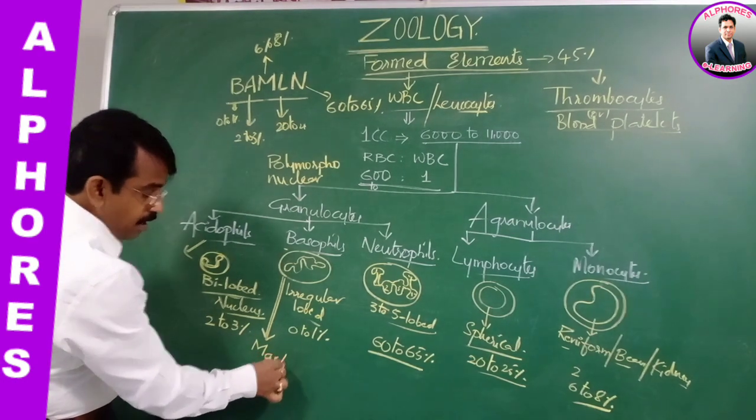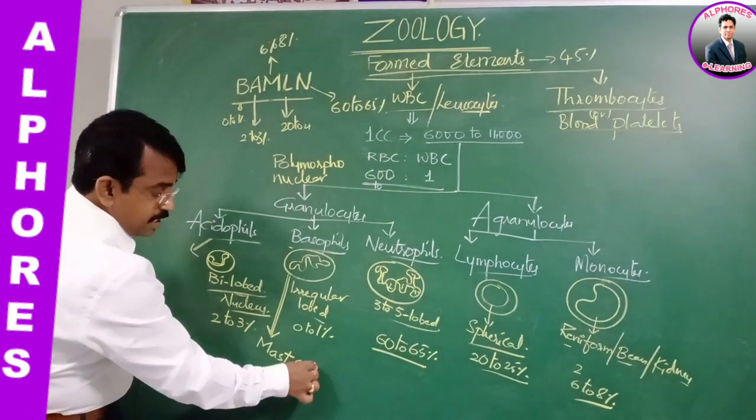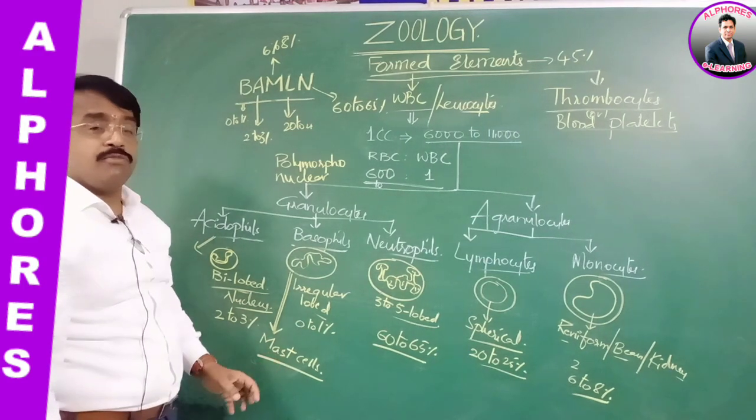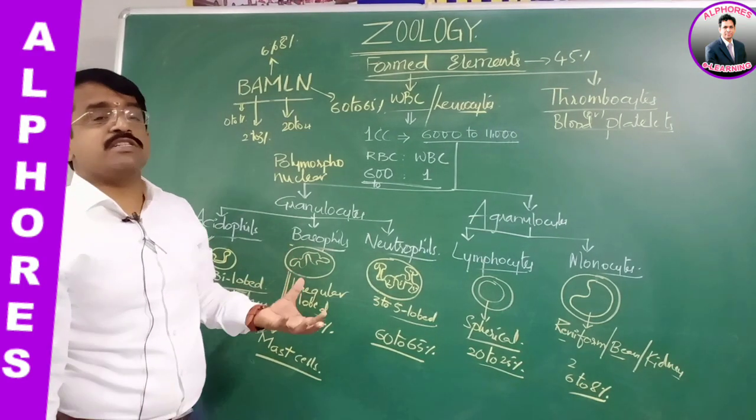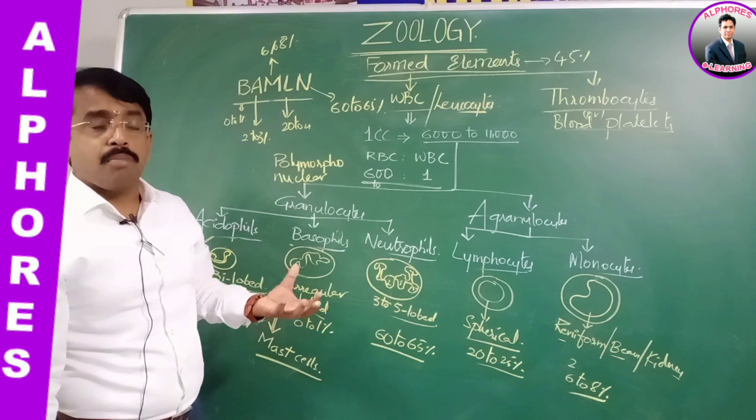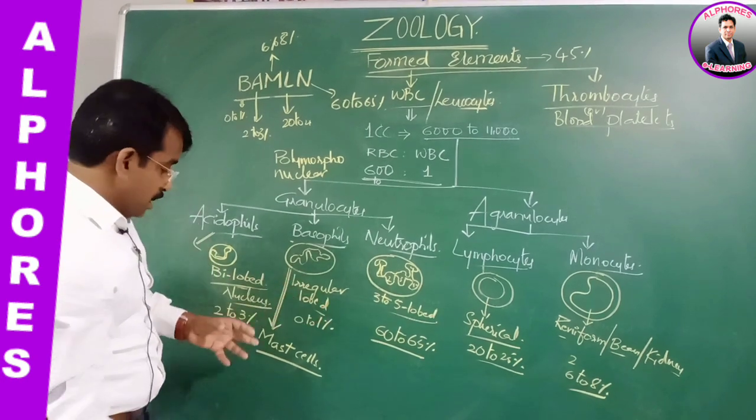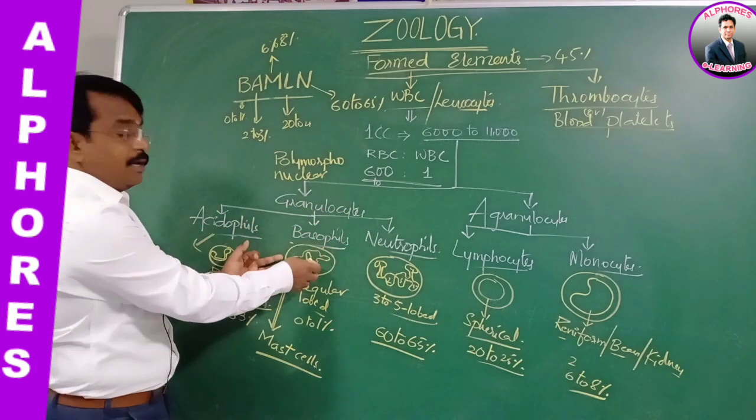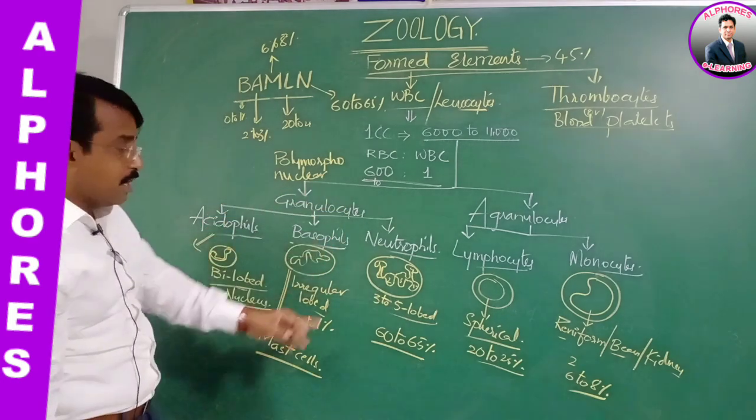Mast cells are the supporting cells. You know very well, mast cells of connective tissue produce bradykinin, histamine and heparin. Here also they produce the heparin. So, supporting cells of the mast cells.